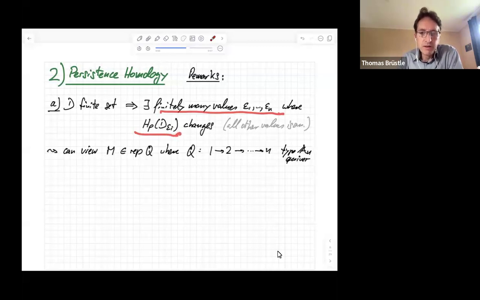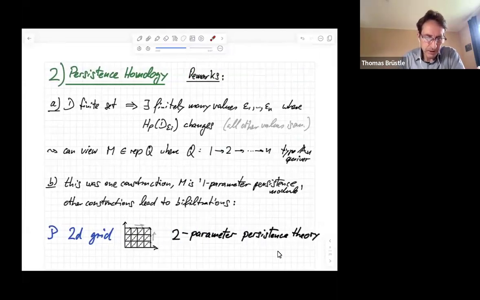So if I do this, then I can replace that poset representation M by a representation of that quiver of type AN, which is linearly ordered. I just consider the values at these finitely many values, epsilon 1, epsilon 2, up to epsilon n. So I come back to early classic quiver representations. This is a representation of a quiver of type AN.